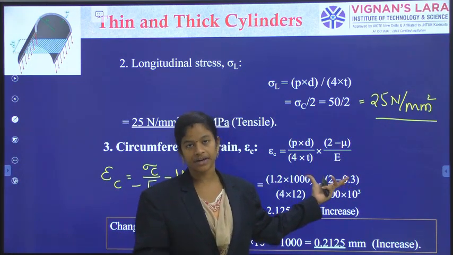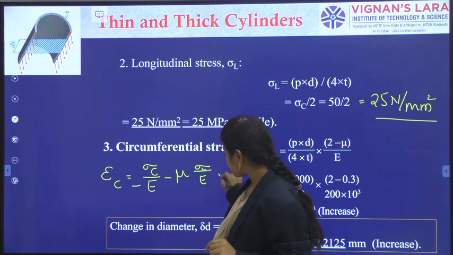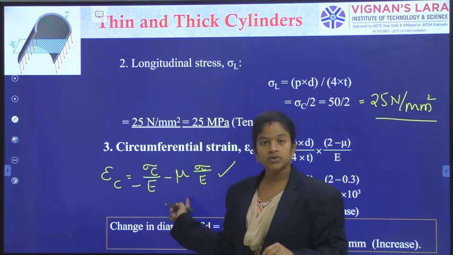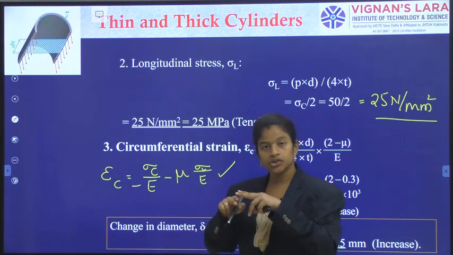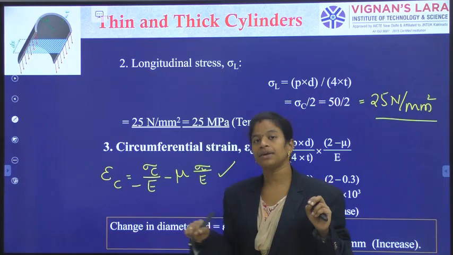With that substitution I have got this formula. There is no need to remember it separately. What you should remember is this: from Hooke's law, later we came to the lateral strain and longitudinal strain concept, when two mutually perpendicular stresses are applied on a beam at a time.